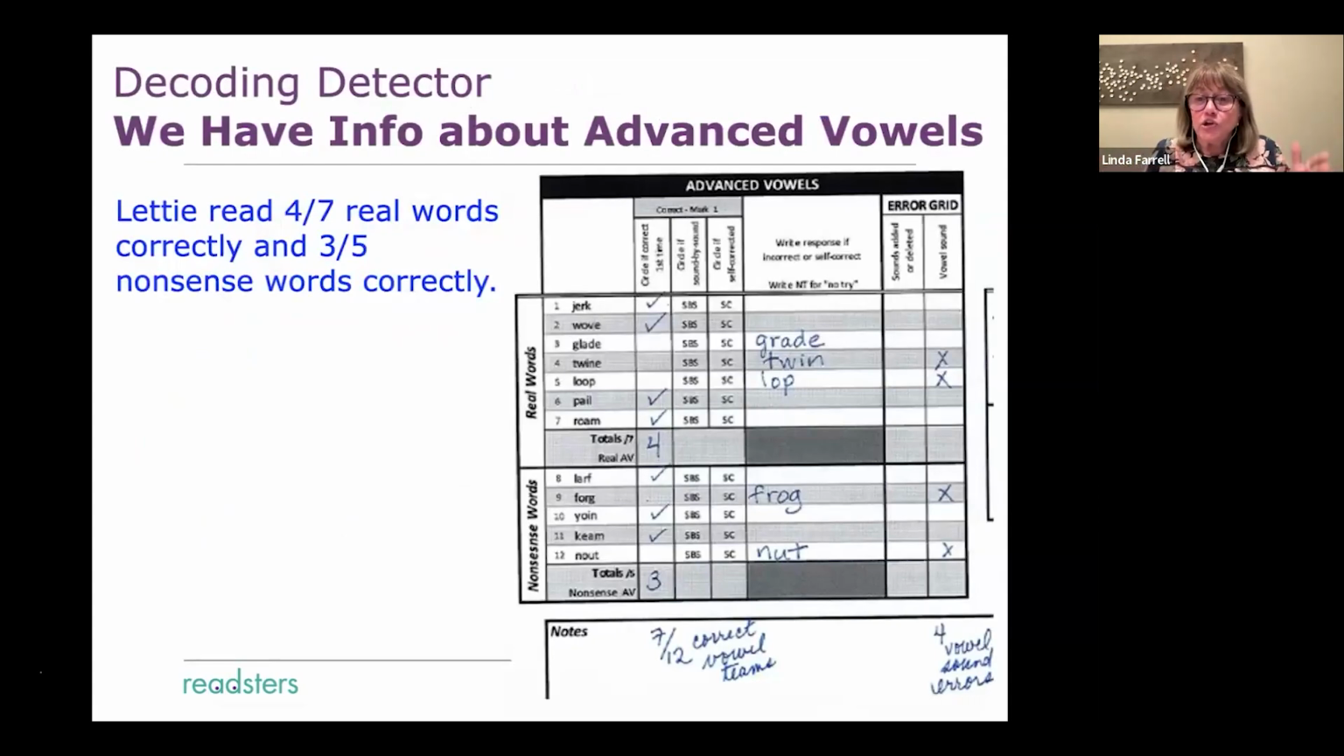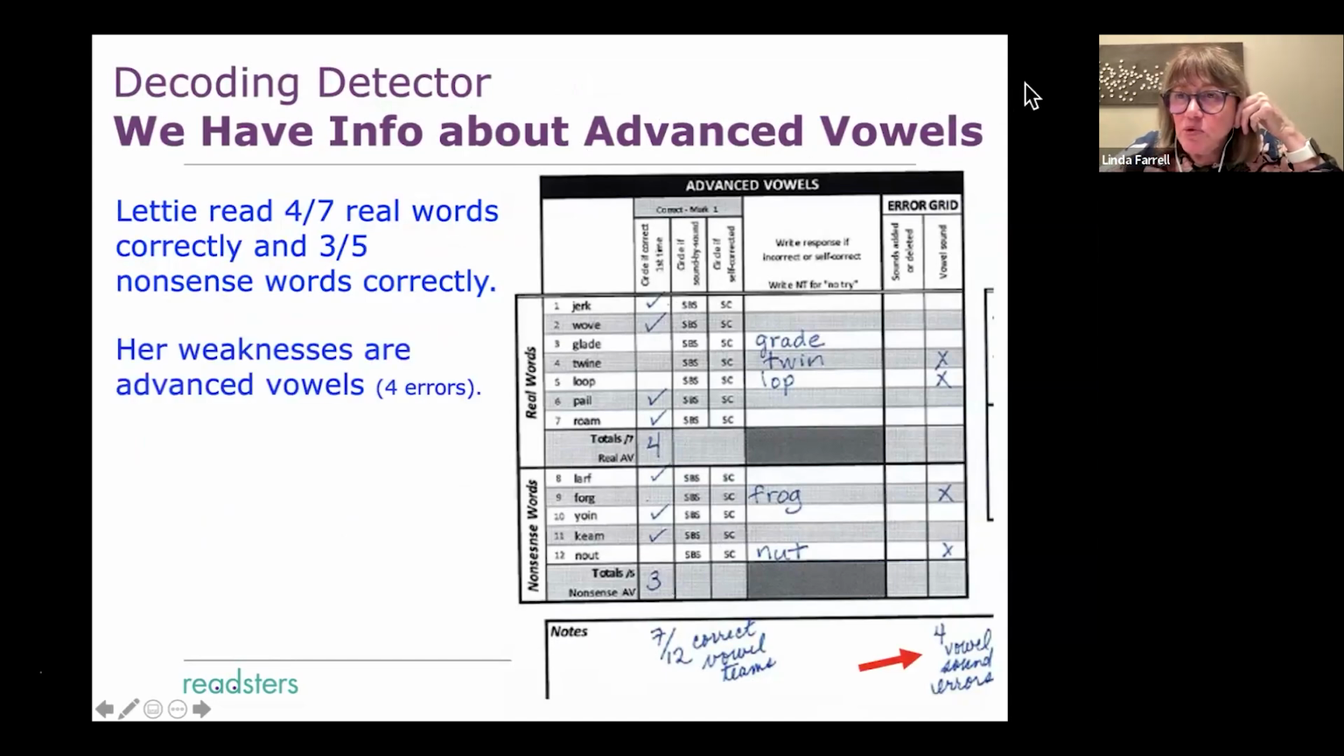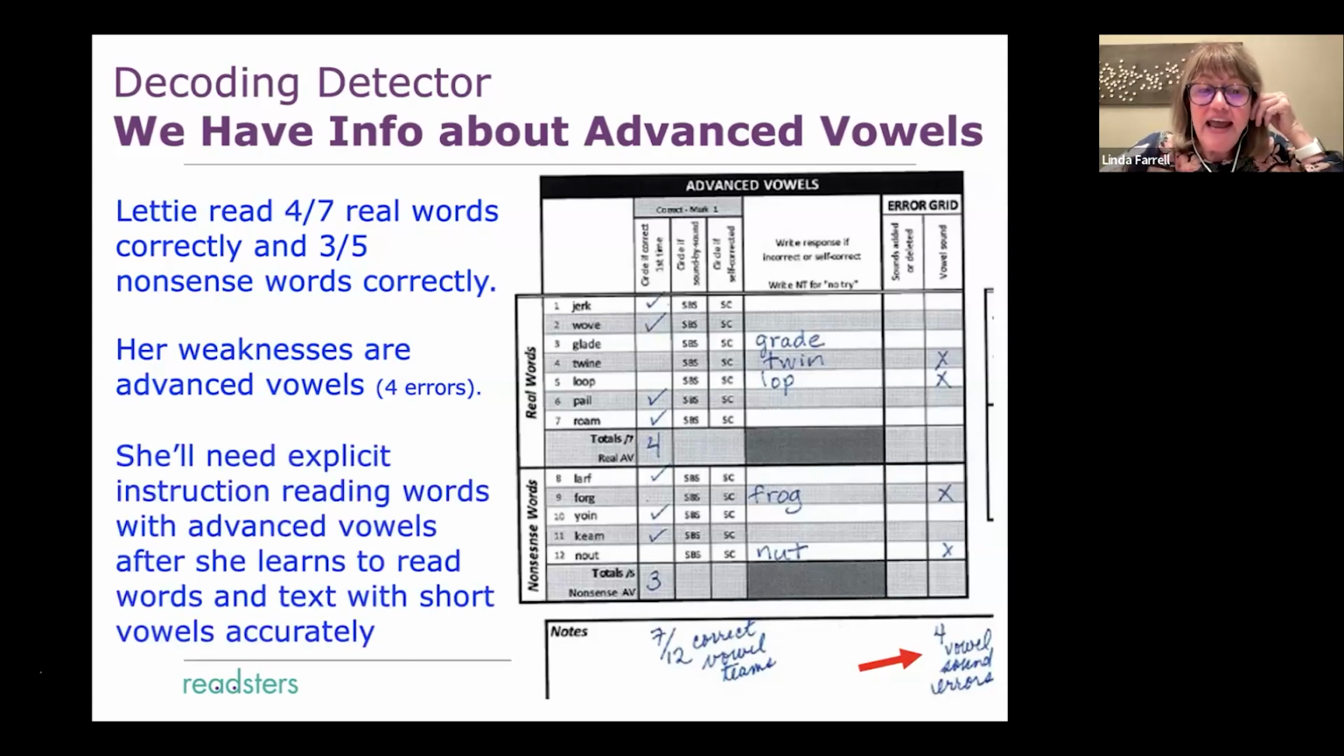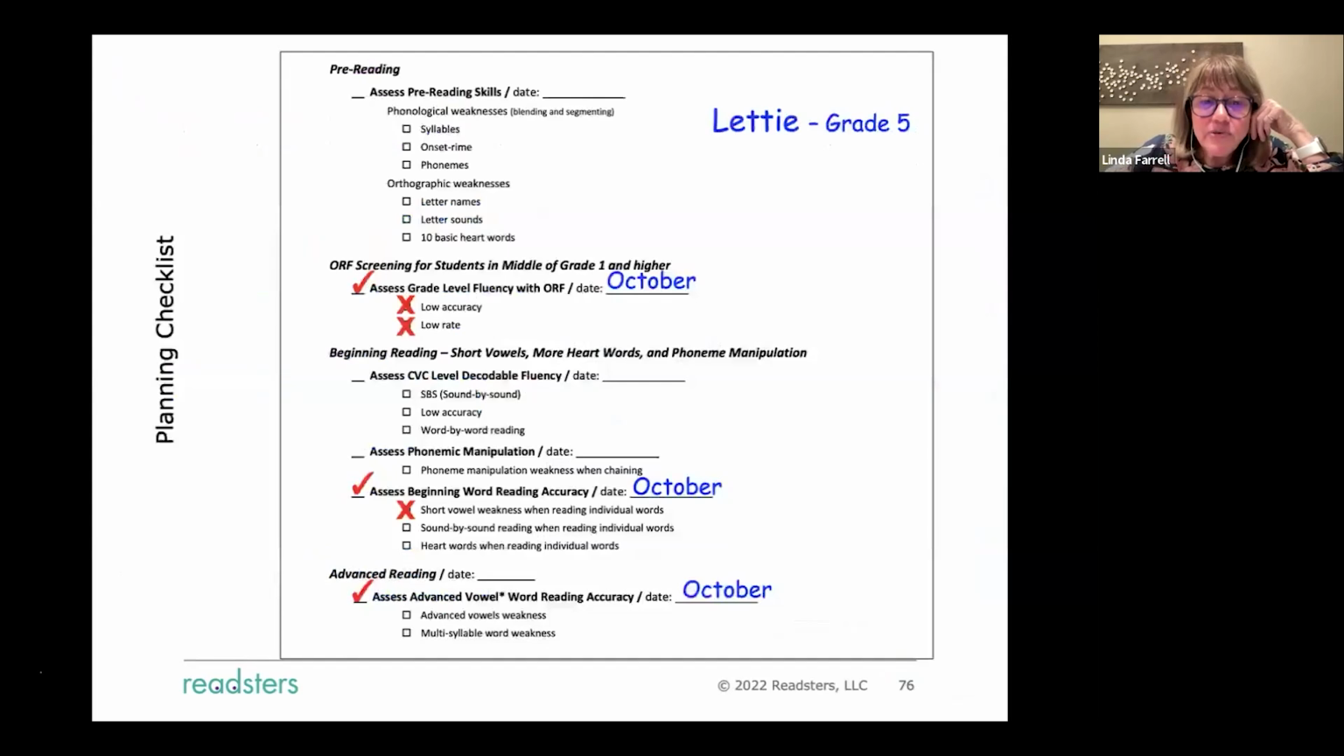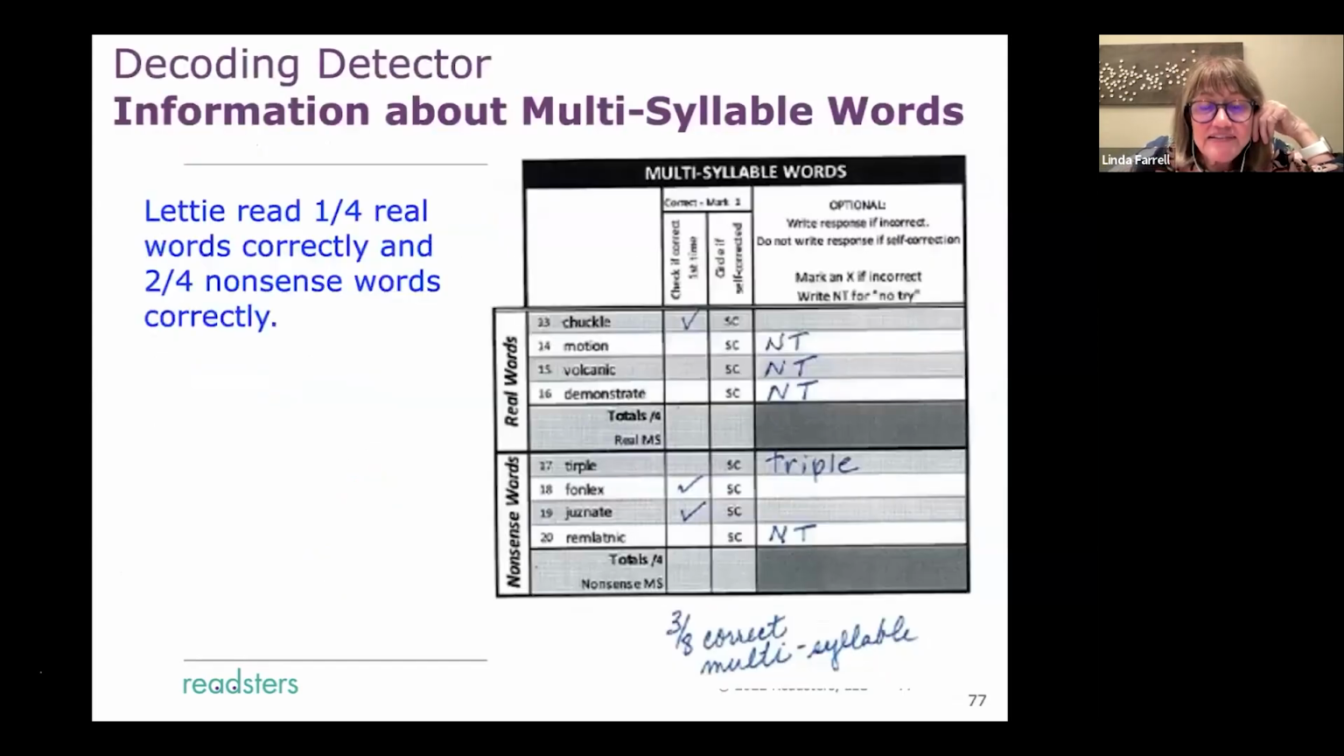We also are going to learn where she is in advanced vowels, and you can see that she does have advanced vowel weaknesses, but we're not going to work on those yet because she also has short vowel weaknesses. She has advanced vowel weaknesses, which means she needs some explicit instruction after she masters CBC. So we learned that.